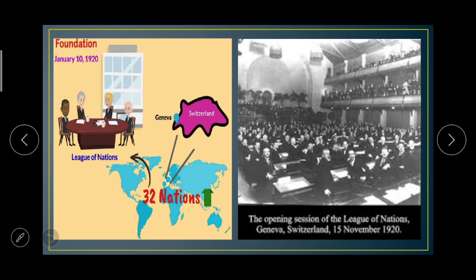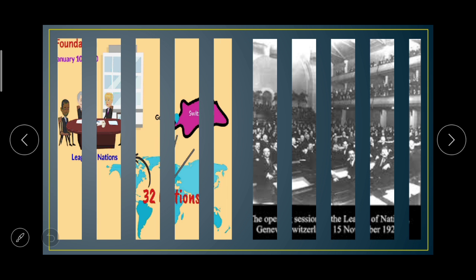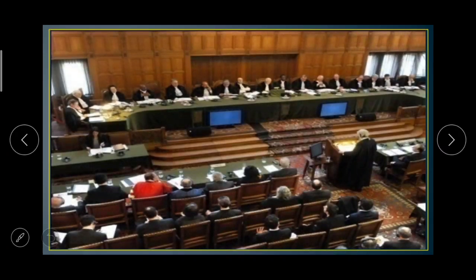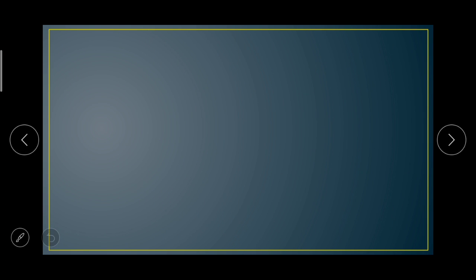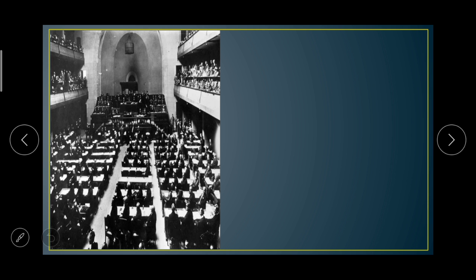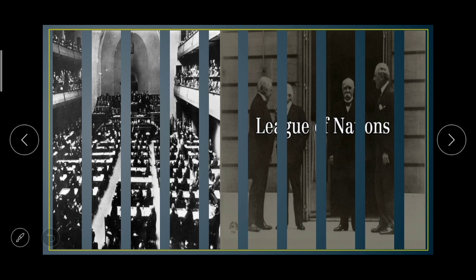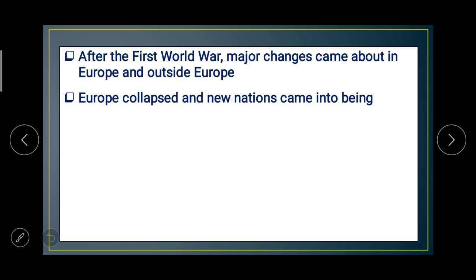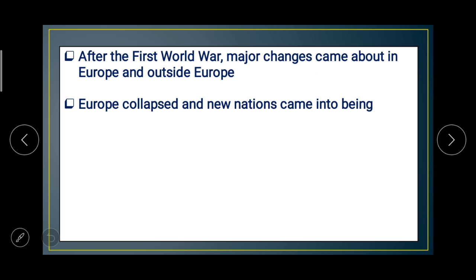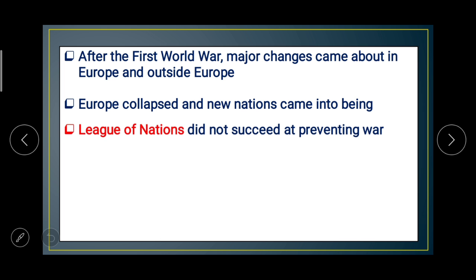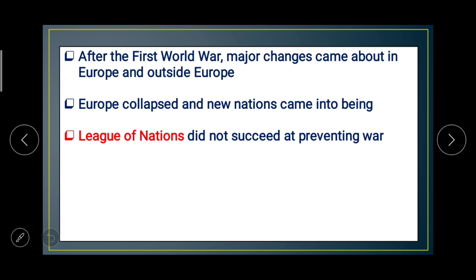As you can see on the screen, images related to the League of Nations. The League of Nations was established after the First World War to establish peace, but it did not succeed at preventing war. After the First World War, major changes came about in Europe and outside Europe. Europe collapsed and new nations came into being. The League of Nations did not succeed at preventing war.